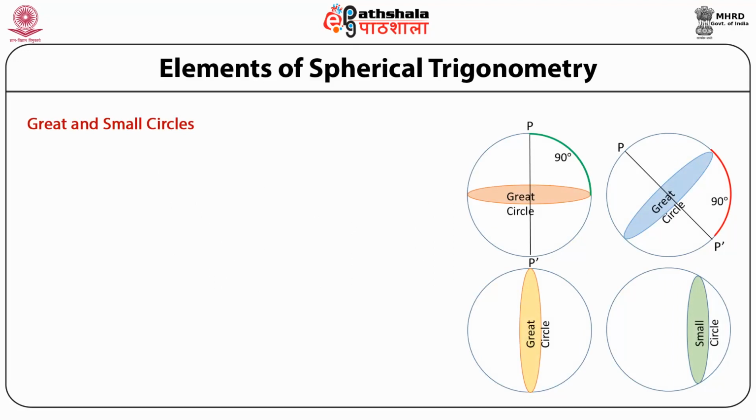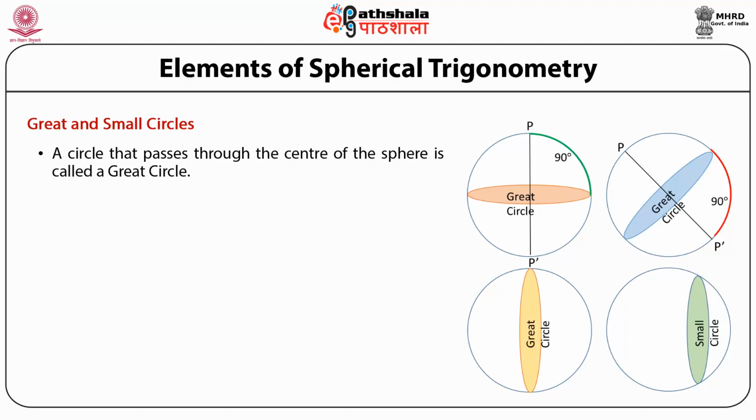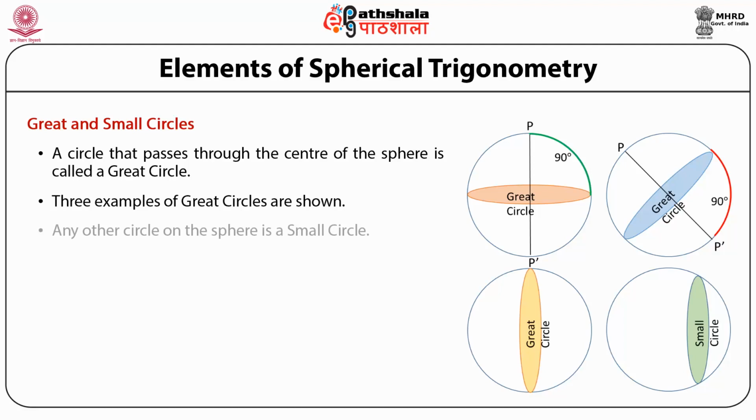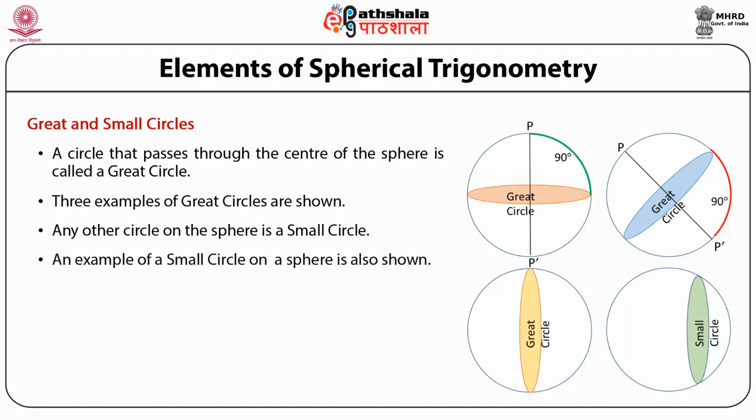If a plane passes through a sphere, a circle is formed on the plane. The circle that passes through the center of a sphere is called a great circle. Any other circle is a small circle. We have shown 3 great circles and a small circle. A small circle does not pass through the center of the sphere. An example of a great circle is our equator, and an example of a small circle is the Tropic of Cancer or Tropic of Capricorn.